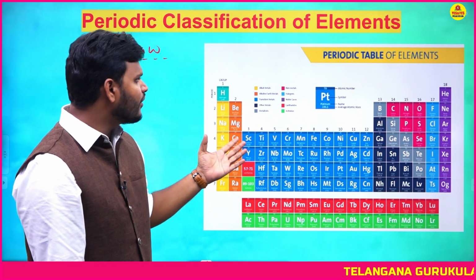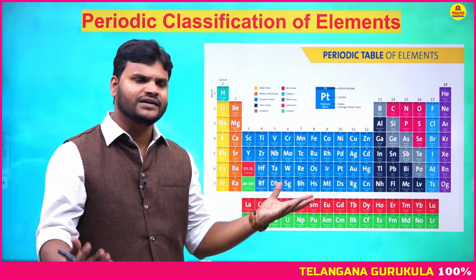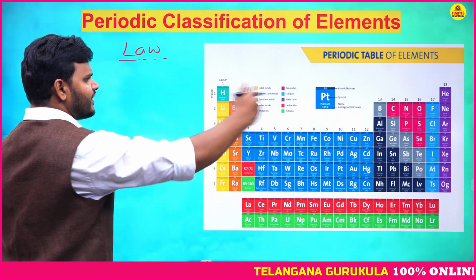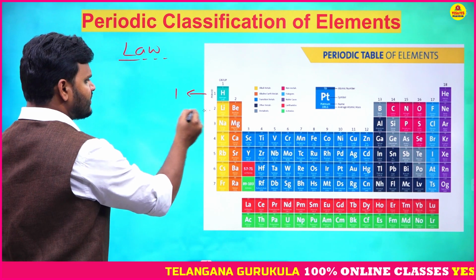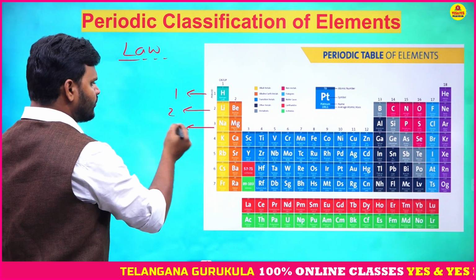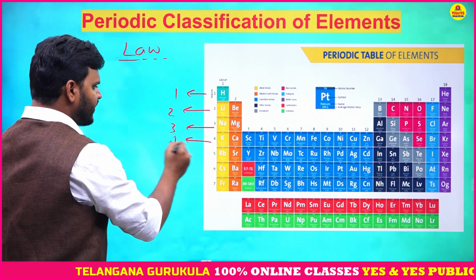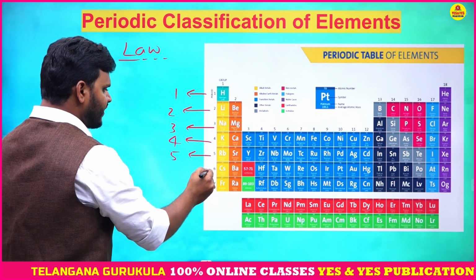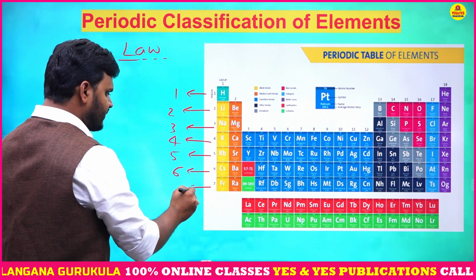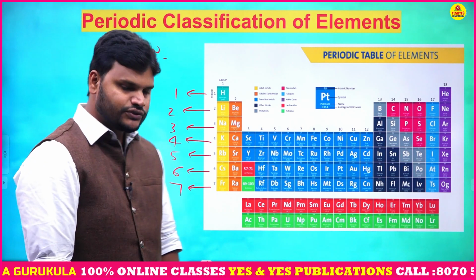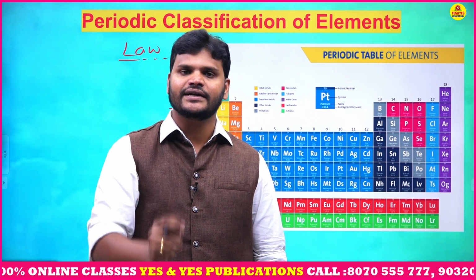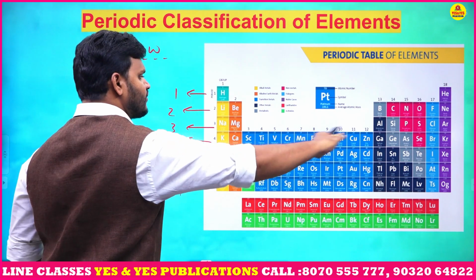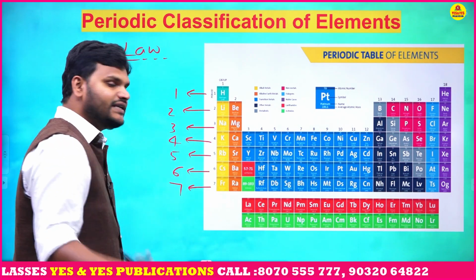So according to the modern periodic table, total how many periods? These are the periods. This is the first period, this one second period, this one third period, this one fourth period, this one fifth period, this one sixth period, and this one seventh period. So total how many periods? 7 periods, and a period is represented by a horizontal line. This is the horizontal line. That is an important point.